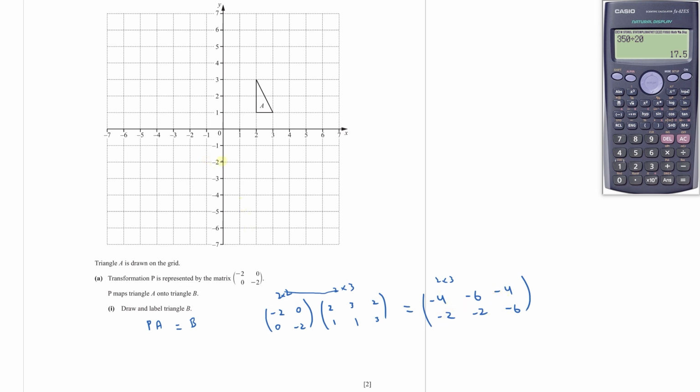So let's plot these points. Minus 4, minus 2 is this one. Then minus 6, minus 2 is this. And minus 4, minus 6. You can use the ruler to make sure the lines are straight. So this is your triangle B.